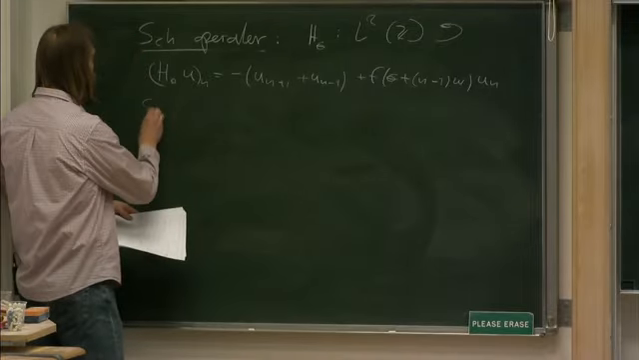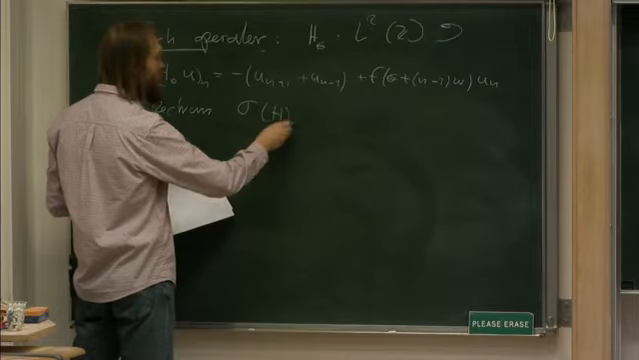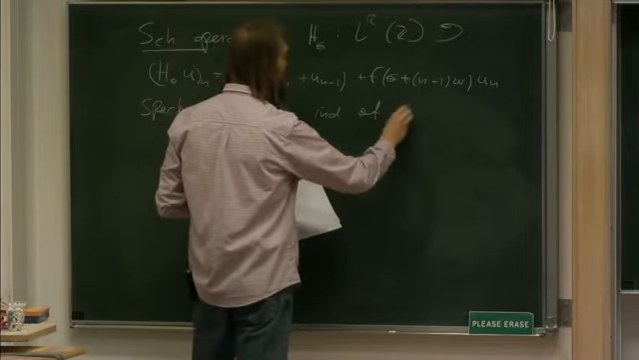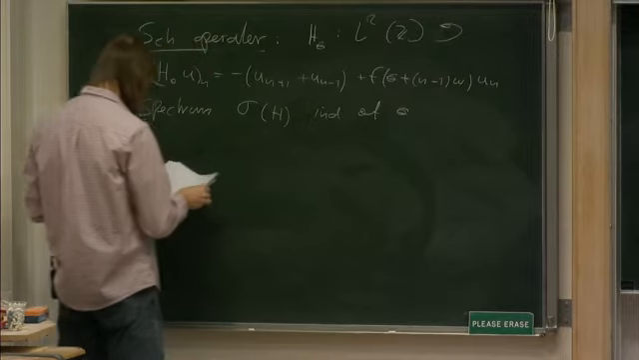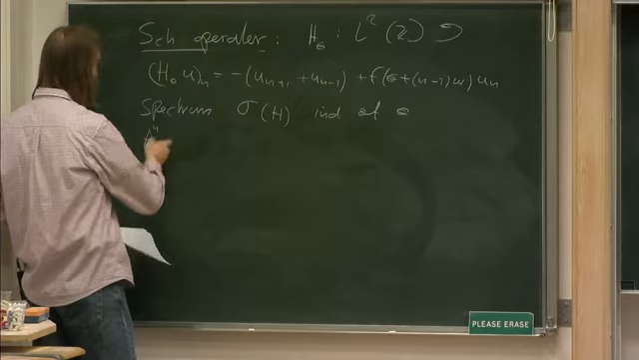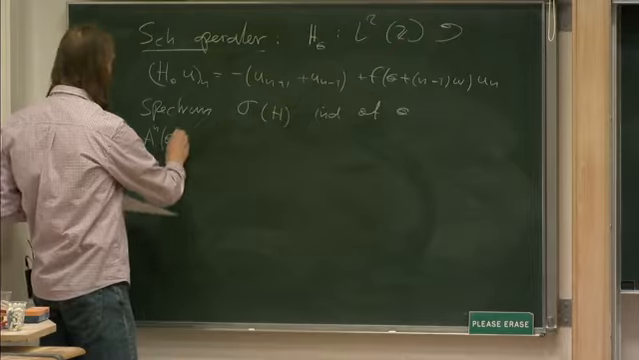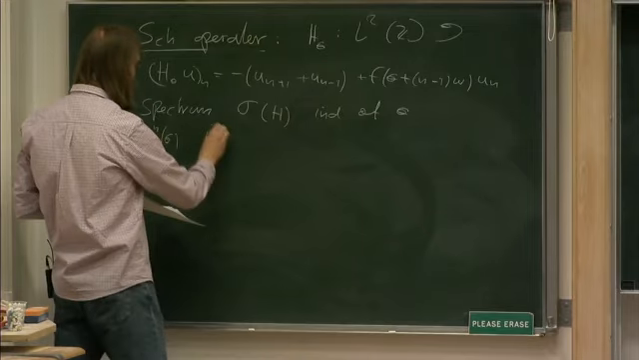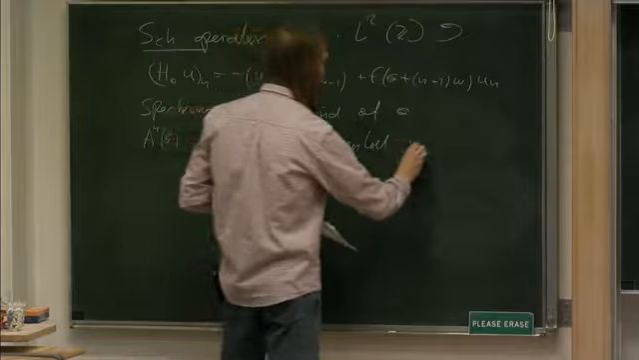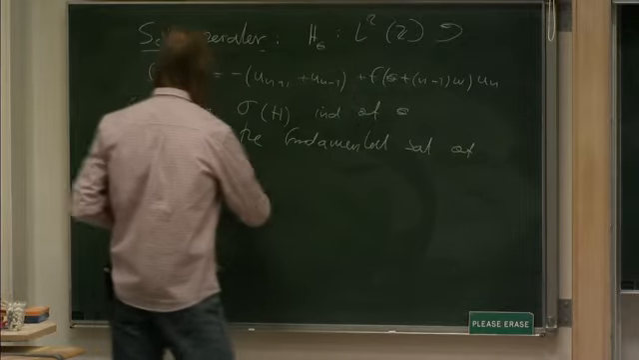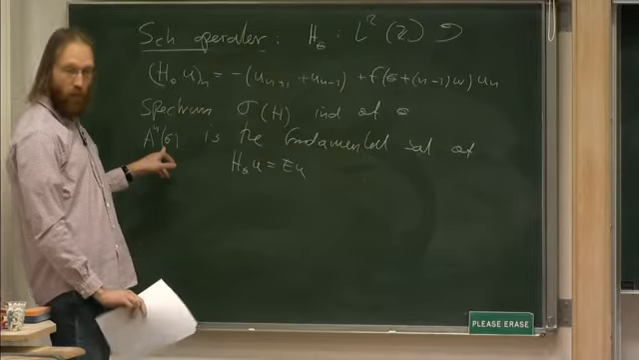And then we have that the spectrum of this operator, sigma H, is independent of theta, since I assume that f is continuous. And now this time evolution A_n(theta) is just a fundamental solution of this equation, of the Schrödinger equation, H_theta u is equal to E u. So this is a fundamental solution.